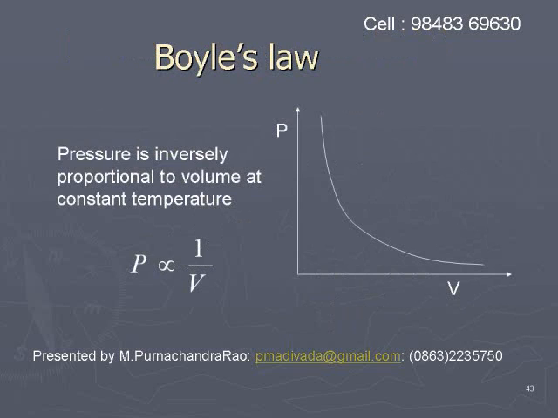Boyle's law. We have already studied this law in earlier classes. We know that pressure is inversely proportional to volume at constant temperature. Generally, we plot pressure on the y-axis and volume on the x-axis. If we draw a graph between pressure and volume, we get the graph shown in the figure, which is a rectangular hyperbola.